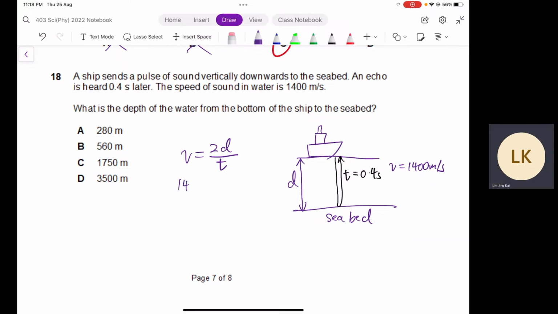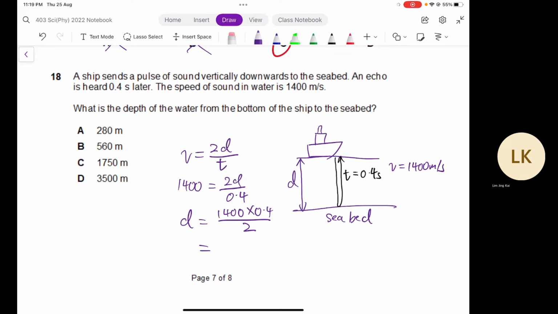Let's substitute in the values: 1,400 equals 2d divided by 0.4. Let's make d the subject of the formula. So it will be 1,400 multiplied by 0.4 divided by 2. If you have done this correctly, the number here should be 280 meters. The answer should be A.